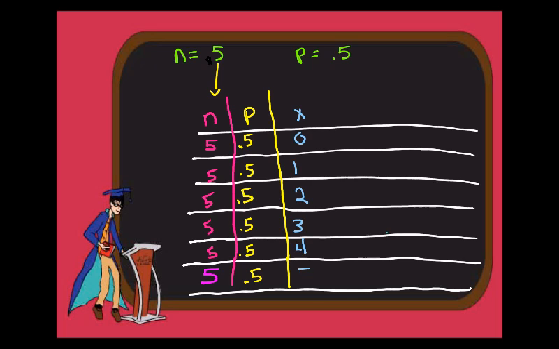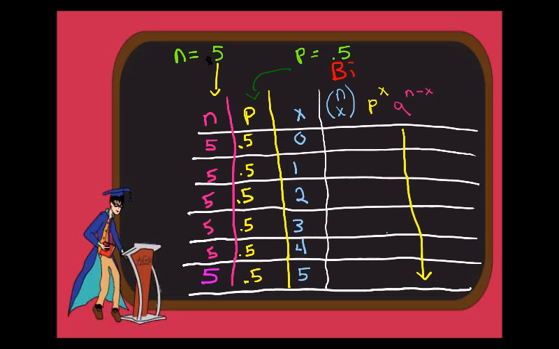5 trials, 0.5 success, 5 successes. And if we pull out our binomial formula from earlier, I'm just going to pick one of the two that we used, then we can set up each of the corresponding rows so that way we can find the likelihood of success using binomials.